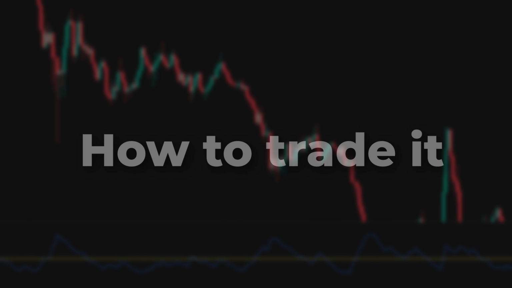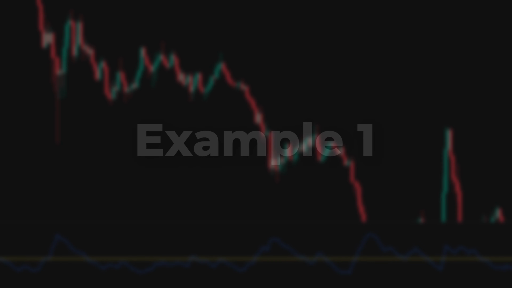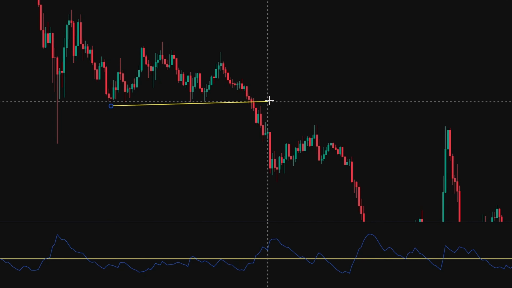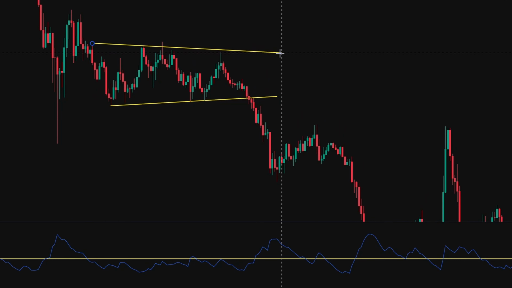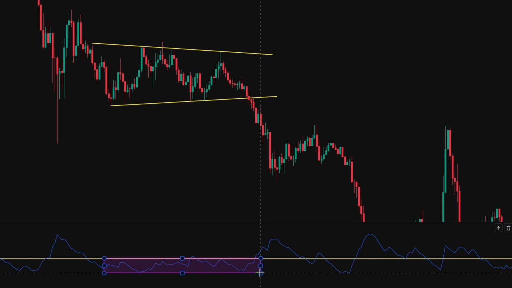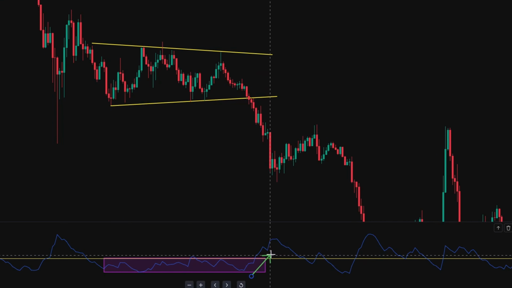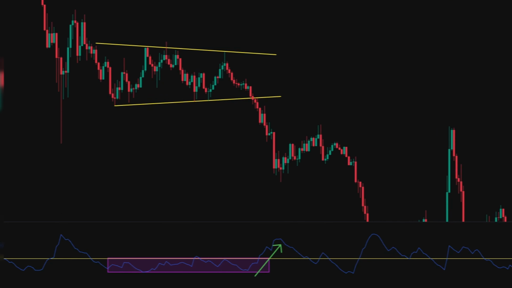How to trade it? Combine the volume oscillator with support and resistance levels. Example 1. On a stock chart, we see a sideways range with clear support and resistance levels. Volume stays low while the price moves within the range. Then, there is a breakdown, and the volume oscillator spikes sharply, showing an increase in selling pressure. This signals a potential short trade.